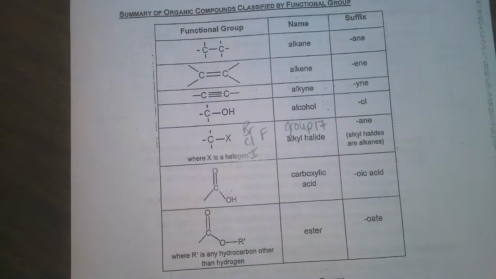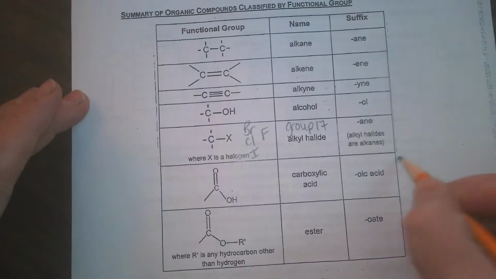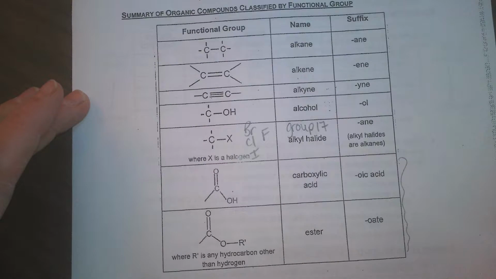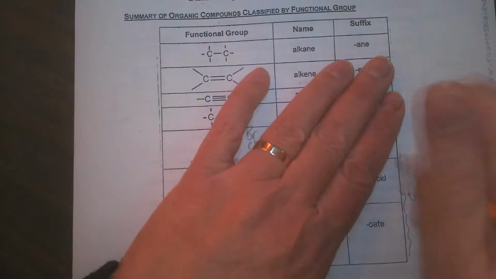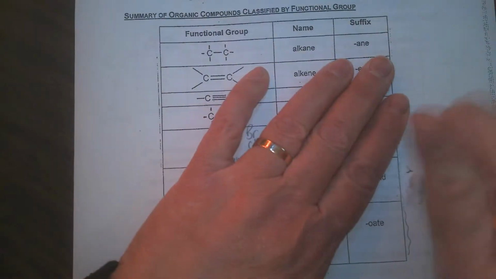Then we get the double bonded O and OH, which is a carboxylic acid, and a double bonded O and an O bonded to another carbon chain. That's an ester.